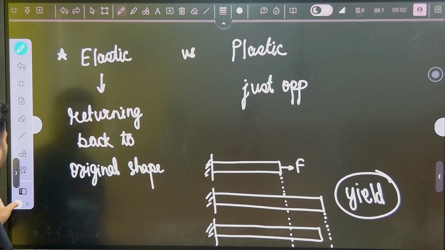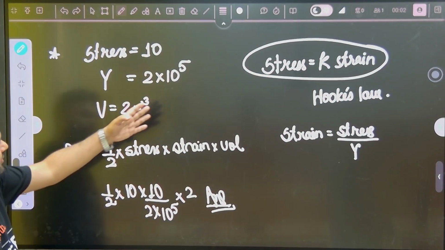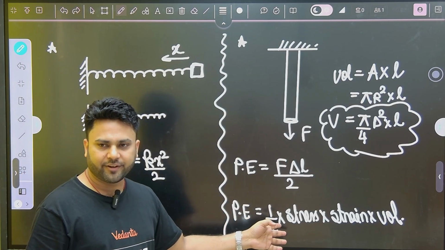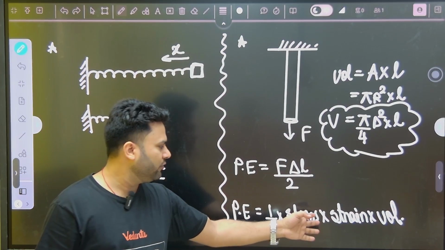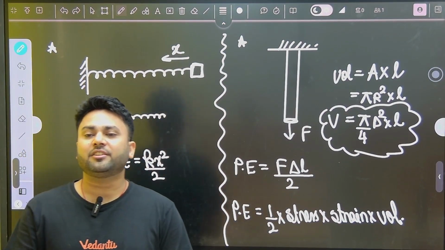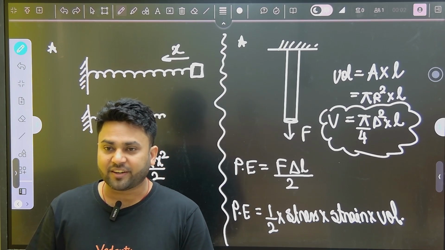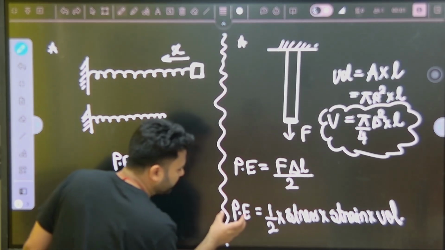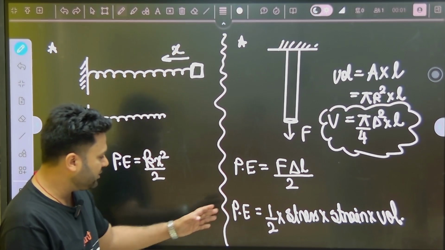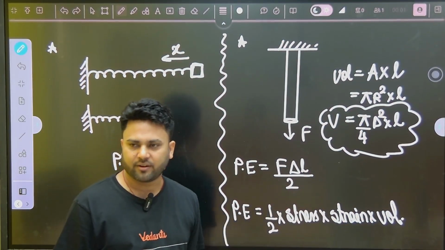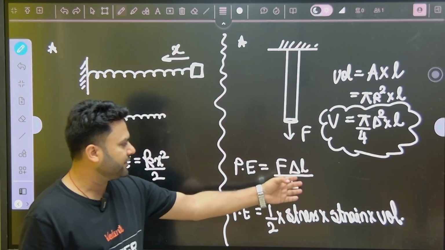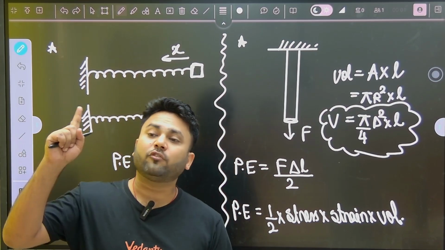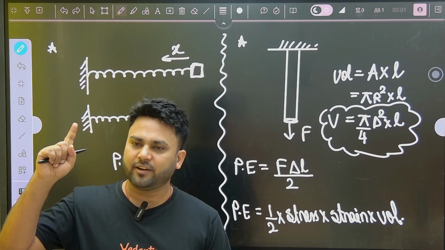Another, question based on potential energy, half stress into strain into volume. Sometimes they ask potential energy per unit volume. What will be the potential energy per unit volume? Per unit volume means you keep the volume on this side. So half stress into strain. Or they will give these things, F delta L by 2. How to calculate delta L? That formula, FL divided by AY.